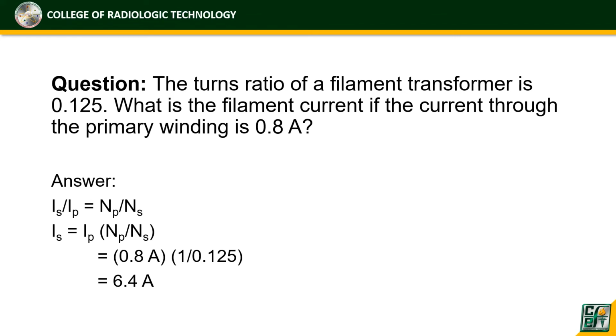So let us try this question. The turns ratio of a filament transformer is 0.125. What is the filament current if the current to the primary winding is 0.8 ampere? So again, let us identify the given values. The given value is the turns ratio, meaning we will be having NS over NP, and that is the turns ratio.